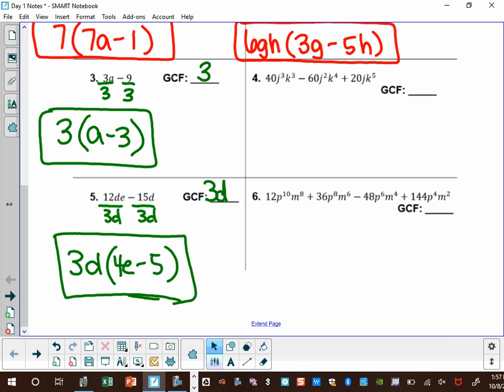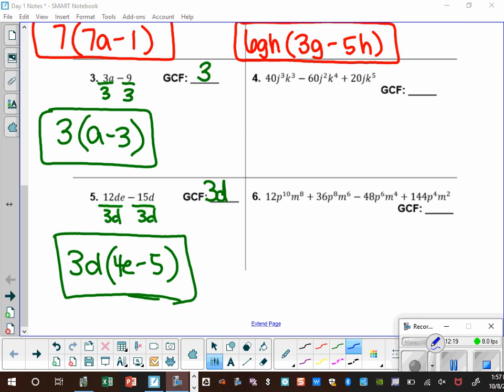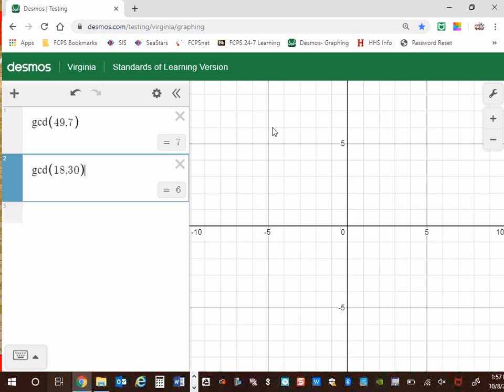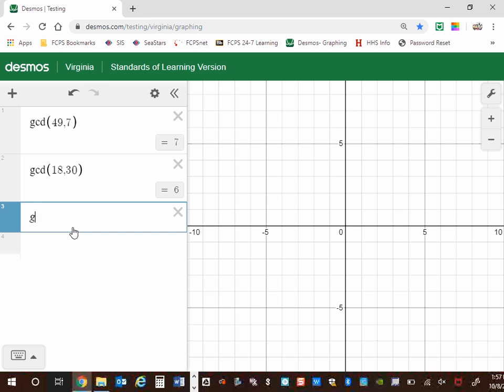All right, I want you guys to try to figure out what is the GCF of number 4. In the meantime, I'm going to recalibrate my board. So I'm doing my GCF of number 4. We have 40, 60, and 20. So GCD of 40, comma, 60, comma, 20. Huh? I didn't get an error. I got 20.